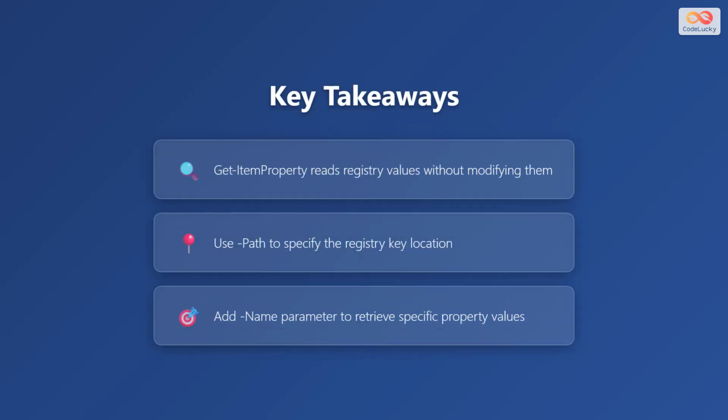Let's review the key points. First, Get-ItemProperty reads registry values without modifying them, making it a safe tool for system inspection. Second, always use the -path parameter to specify the registry key location you want to read from. Third, add the -name parameter when you want to retrieve specific property values instead of all properties. With these fundamentals, you're ready to start reading Windows registry data confidently using PowerShell.